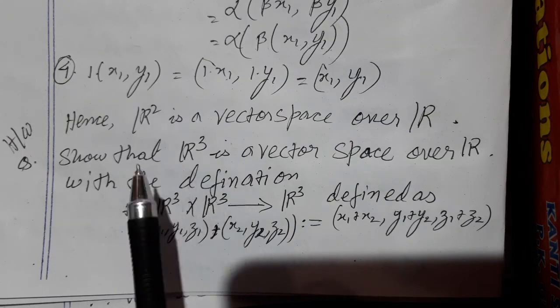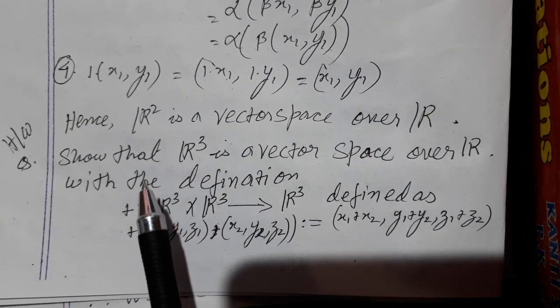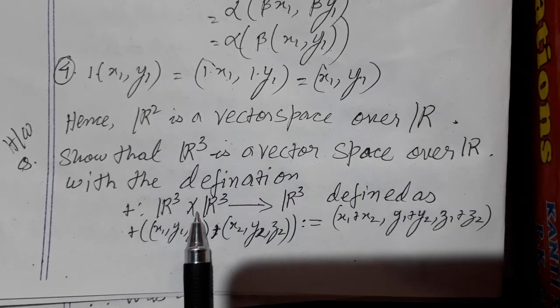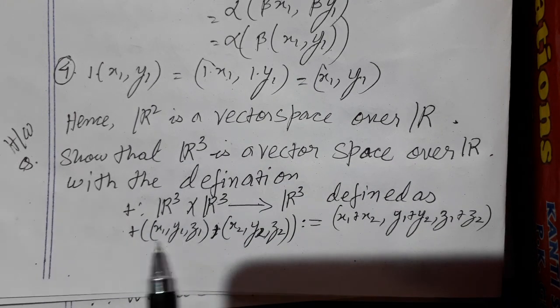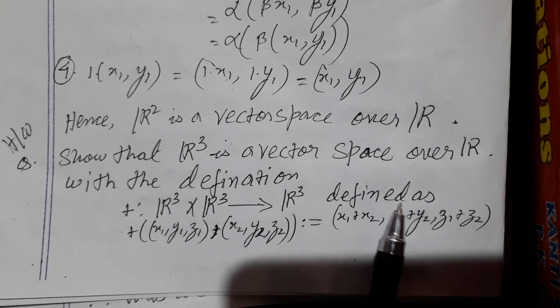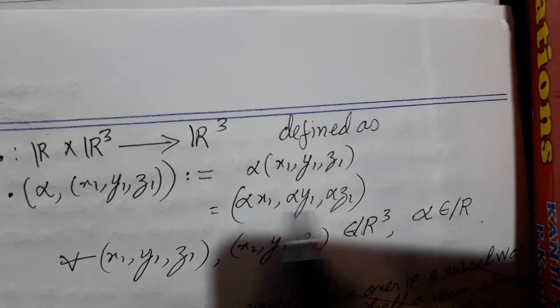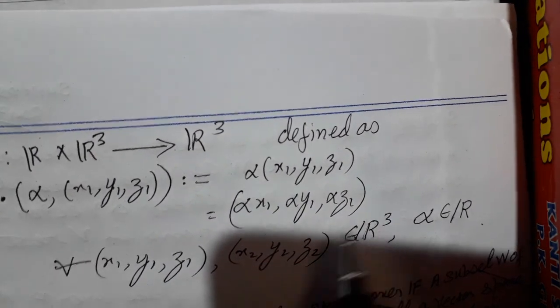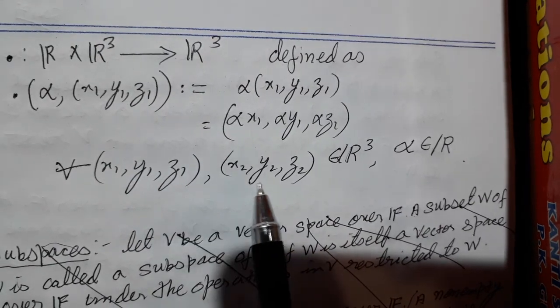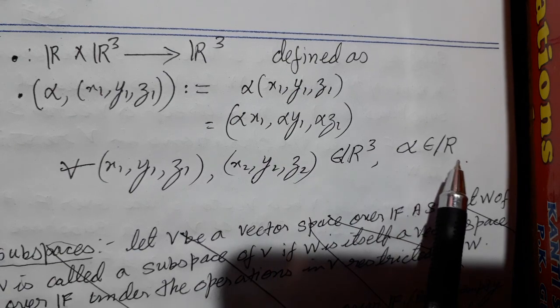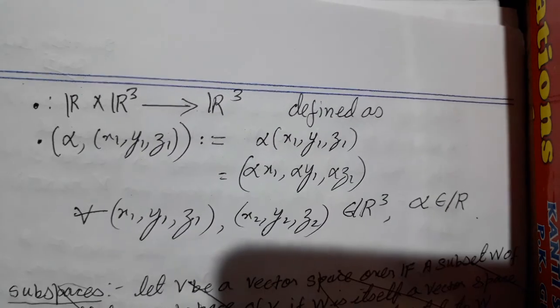So this is your homework. Do it in a similar manner as I have done. You have to prove R3 is a vector space over R with this definition. I'm defining addition in this way, adding coordinate wise, and the multiplication I am defining as scalar multiplication: you multiply each coordinate with the scalar. So for all (x1, y1, z1) and (x2, y2, z2) belonging to R3, and the scalar alpha belonging to the real numbers. Thank you.